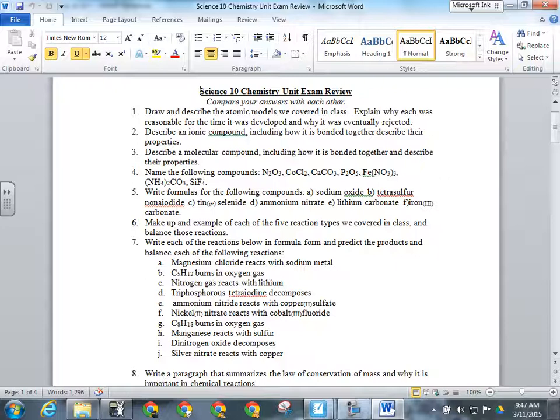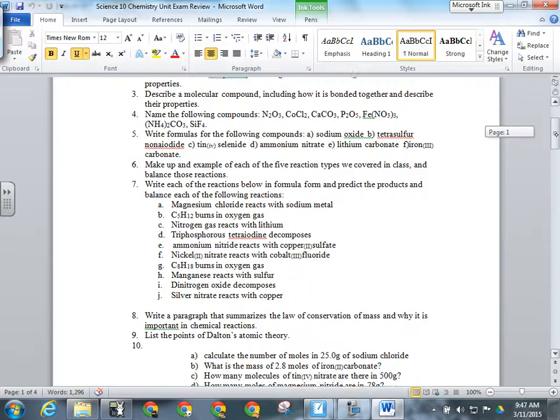Practice some naming. There's answers on the key. There is a key for this on my website. I'll show you in a minute. Write formulas for the following compounds. So again, practice some of your skills. Make up an example of each of the 5 reaction types that we covered in class. So make one up. For number 7 there, write each of the reactions below in formula form and predict the products, balance the reaction. So again, practice some skill stuff.